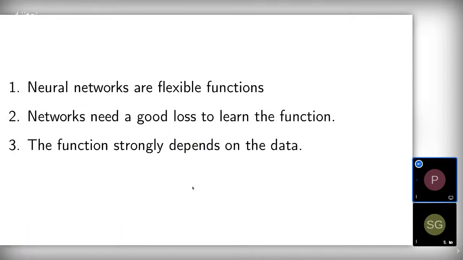Okay, so the summary of this section of the talk is basically this: neural networks are extremely flexible functions, but you need a good loss to learn the function that maps some input to the output, and this function strongly depends on the kind of data that you have. So if you have continuous valued data, such as weights, then you can use a particular kind of function. If your data is binary valued, so it's just zeros or ones, then you need a different function. So the loss function strongly depends on the data. Okay? Any questions at this point?